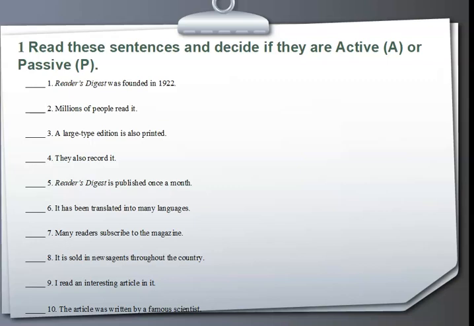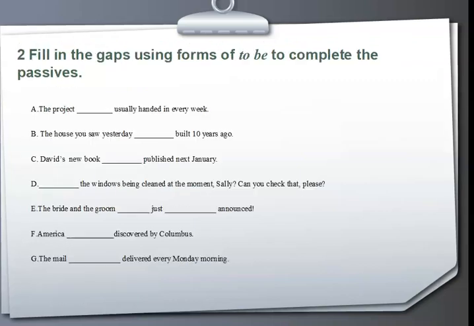It is sold in the newsagents throughout the country. It is sold. This is a passive sentence. I read an interesting article in it. Be careful with pronunciation. I read an interesting article in it. This is an active sentence. The article was written by a famous scientist. Was written. This is a common passive structure. You've seen this before. So 10 is also passive. Okay, we're moving on with the next exercise.